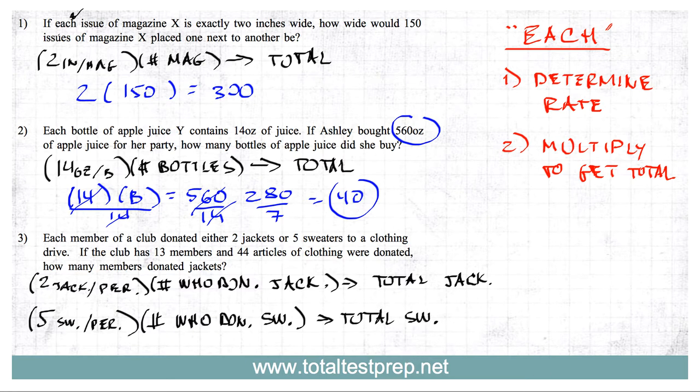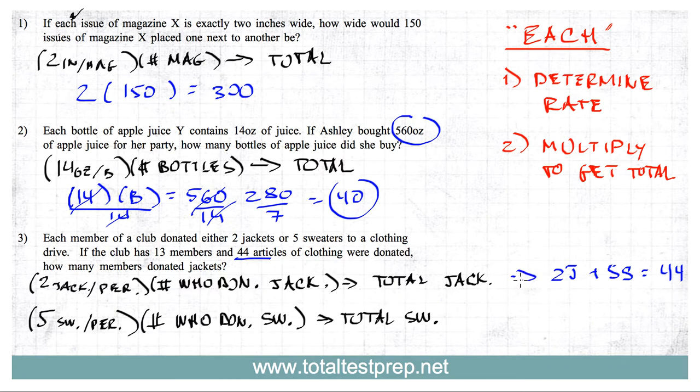And algebraically, what that's going to look like is, well, 2 jackets per person times the number of people who donated jackets. We don't know how many donated jackets, so I'll use a variable J. This is going to be 2J. We don't know how many people donated sweaters, so I'll use S for that. So algebraically, 5 sweaters times S gives us 5S. And we add these together because that's going to give us the total number of articles of clothing, which we know is 44.